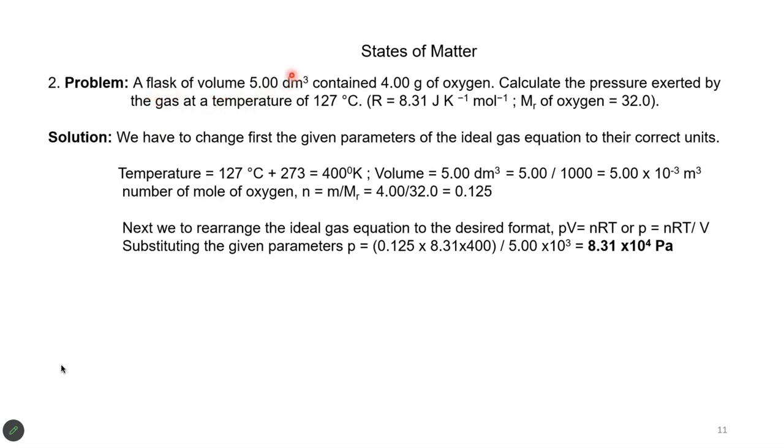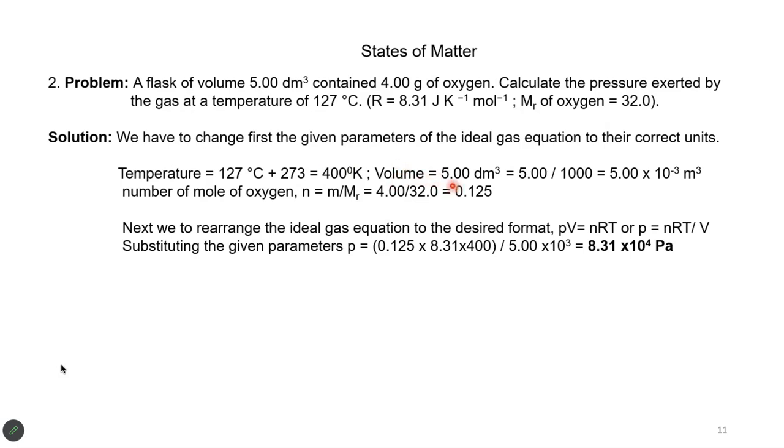It is given the volume of a flask and the mass of oxygen gas, and we are asked to calculate the pressure exerted at a temperature of 127 degrees Celsius. Gas constant is given and molecular mass of oxygen is given. So as I say, we have to rearrange all this and make sure that the proper units are used. So 127 degrees Celsius is equal to 400 Kelvin. So we convert it into Kelvin.